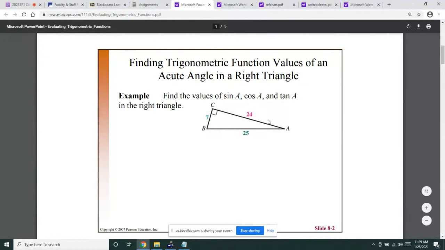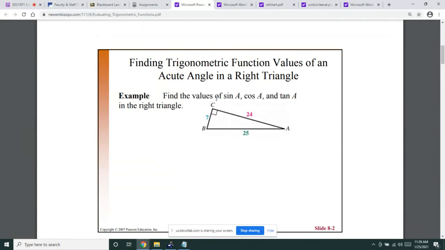All right, so how do we use that to find trig functions? Here we're given a right triangle. You can only use SOHCAHTOA for right triangles. That triangle must contain a right angle. If the triangle doesn't contain a right angle, then you have to use an alternative set of formulas, which we'll talk about in a later chapter.